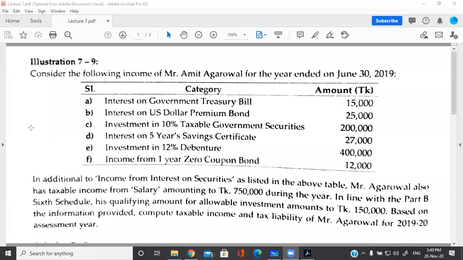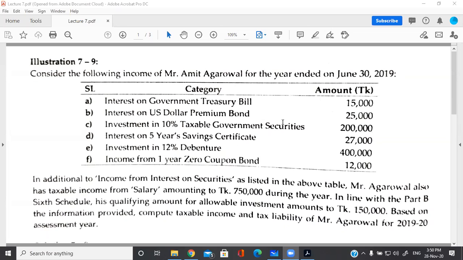So what is mentioned here: consider the following income for Mr. Omit Agarwal for the year ended on June 30, 2019. He has interest income from several types of securities. You see the interest income on government treasury bill, then interest on US dollar premium bond, interest on 10% taxable government securities, then interest on 5-year savings certificate, interest on investment in 12% debenture, 400,000, income from 1-year zero coupon bond, 12,000.